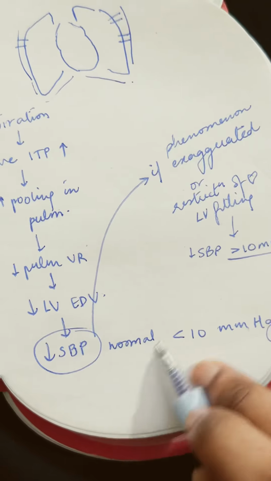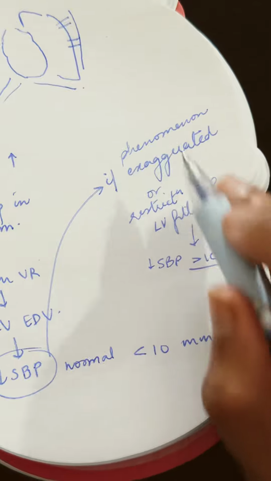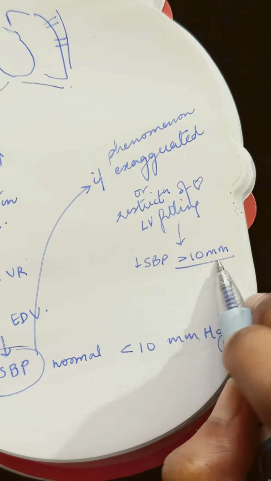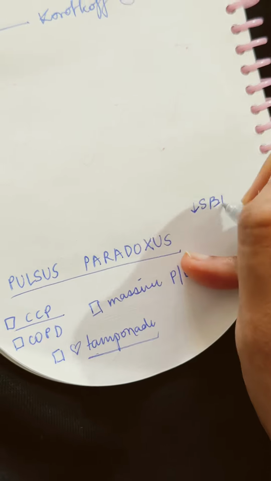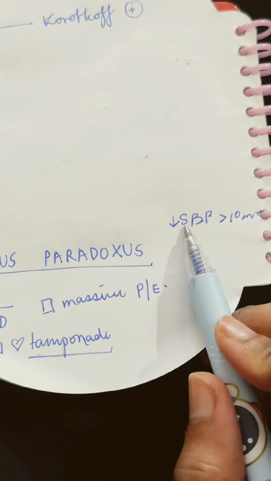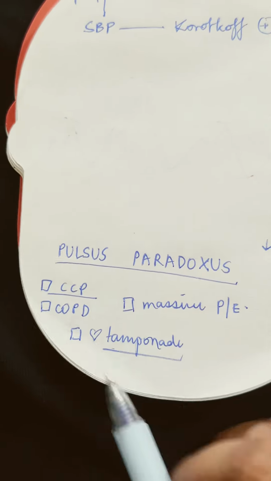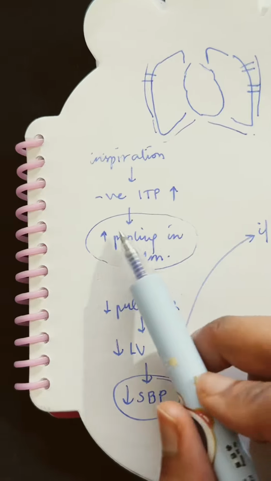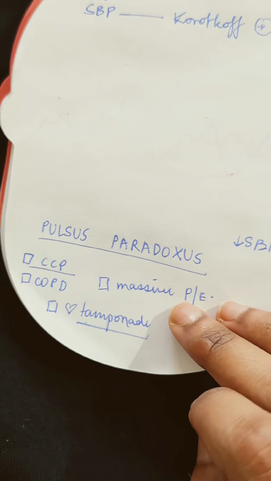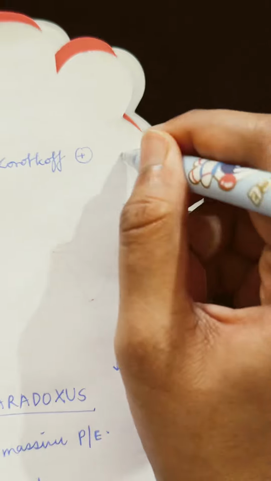But if this normal phenomenon is exaggerated up to a point where the SBP drops more than 10 mm of mercury, then that is called pulsus paradoxus. The drop in SBP is going to be more than 10 mm because the venous return to the left side of the heart is less, which could happen when there is a restrictive filling of the left ventricle, for example, in constrictive pericarditis and cardiac tamponade. Or it could be because of excessive pooling in the pulmonary circulation, which is seen in cases of COPD and massive pulmonary embolism. How do you demonstrate pulsus paradoxus?